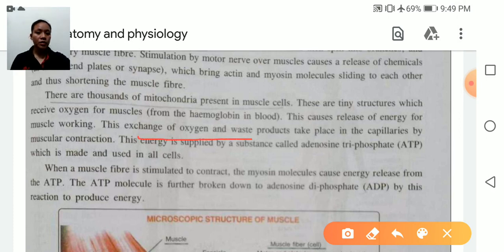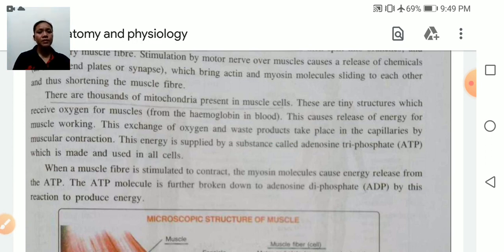The exchange of oxygen and waste products takes place in the capillaries by muscular contraction. When the muscle contracts, there will be the exchange of oxygen and waste products.